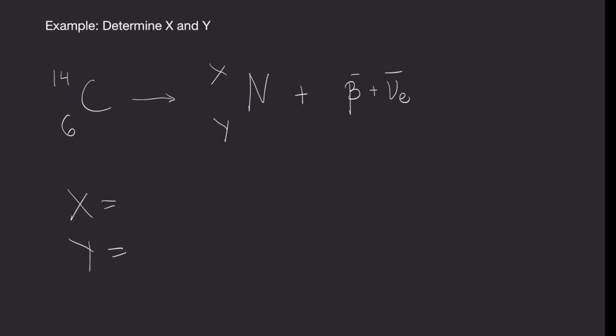Here's an example question. We need to determine X and Y, and we have the following reaction. Carbon-14 has decayed into nitrogen, and then it has also released a beta minus particle and an antineutrino. Well, this is beta minus decay, so this here is telling me that a neutron has turned into a proton. The total nucleon number in both types of beta decay remains exactly the same, so X is just going to be 14. Y, on the other hand, will increase by 1, so that's just going to be 7 because one neutron has turned into a proton.